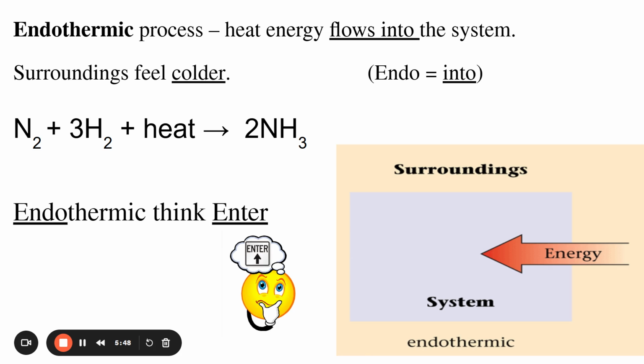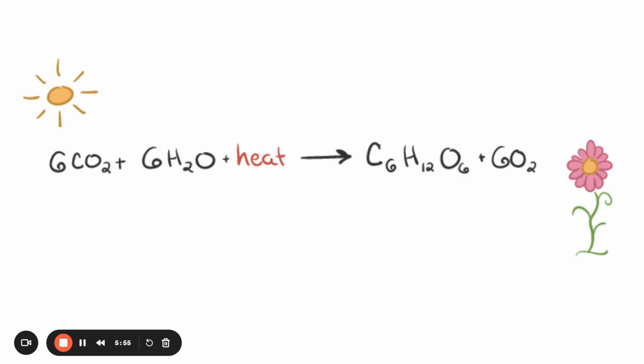Endo, think enter. Endothermic, enter. And then on the flip side, exothermic, exit. Endo, enter, exo, exit. Here's an example. This is photosynthesis, right? Plants take in carbon dioxide, water, light, heat, and they turn it into glucose, which is sugar. It's the food, and oxygen.